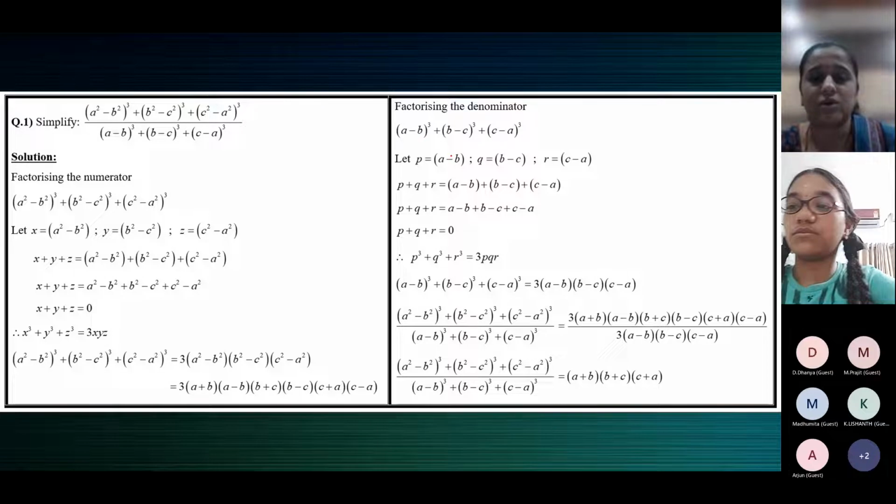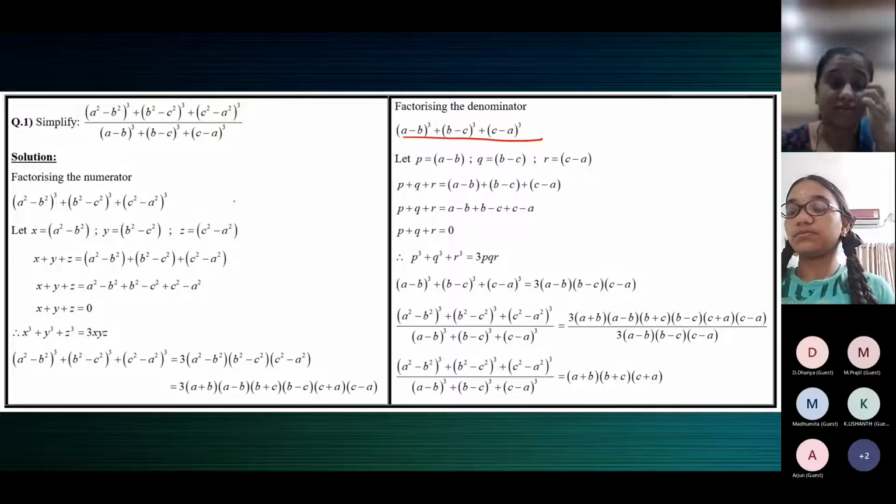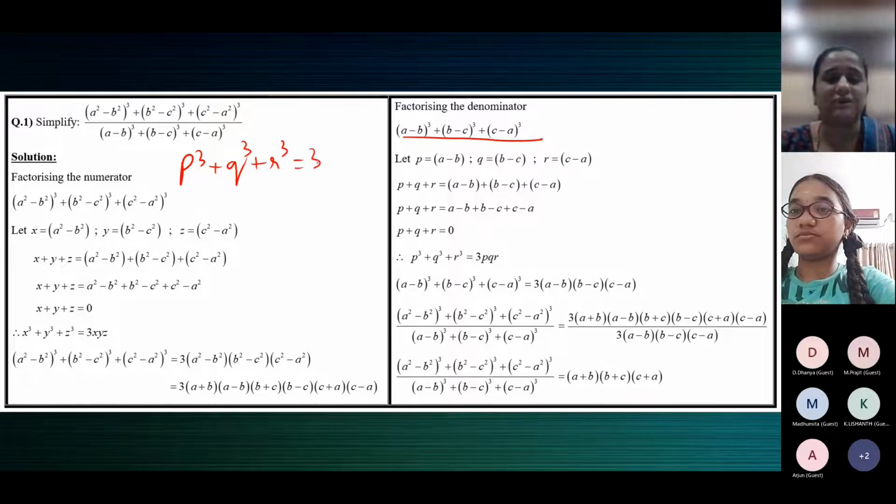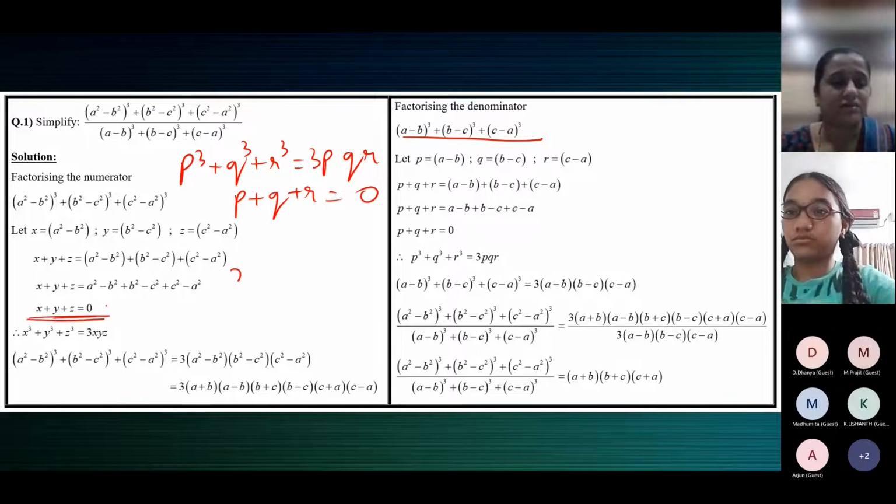The same process in the denominator. Factorizing the denominator. This is the denominator. So we are using the same identity in terms of PQR. Like we're saying P cubed plus Q cubed plus R cubed is equal to 3PQR if P plus Q plus R is equal to 0, don't get confused. Like we say, x cubed plus y cubed plus z cubed is equal to 3xyz if x plus y plus z is 0. Same identity, we are writing it in terms of PQR.